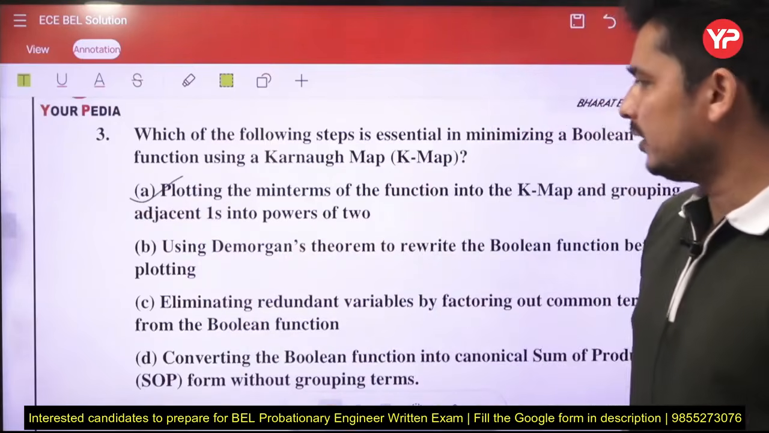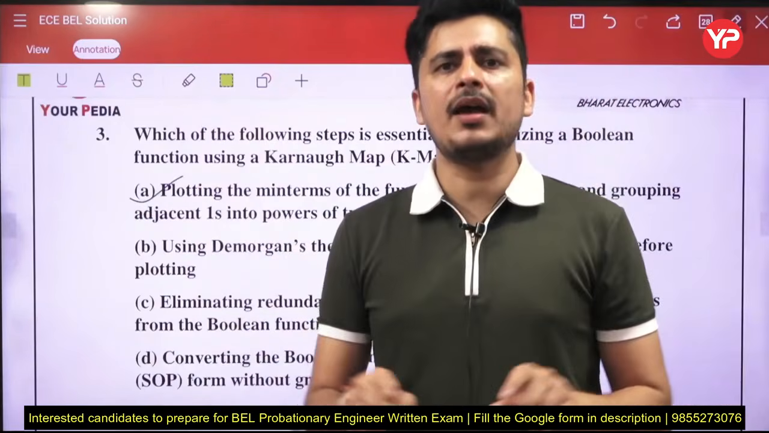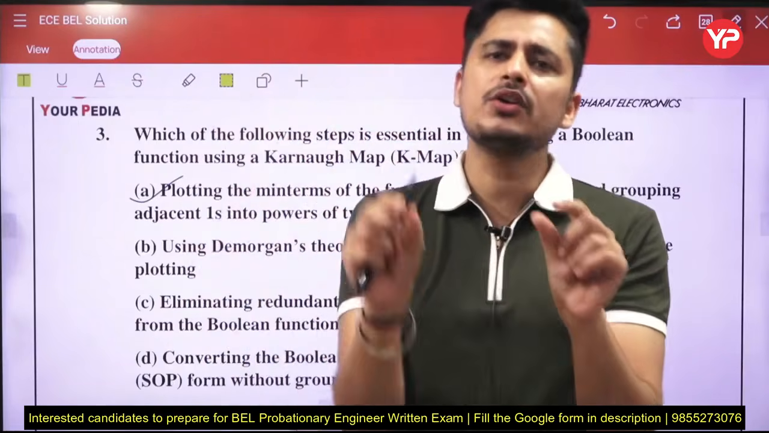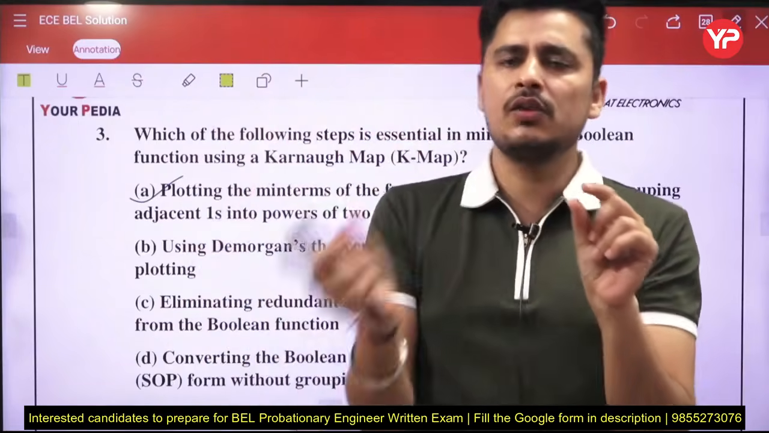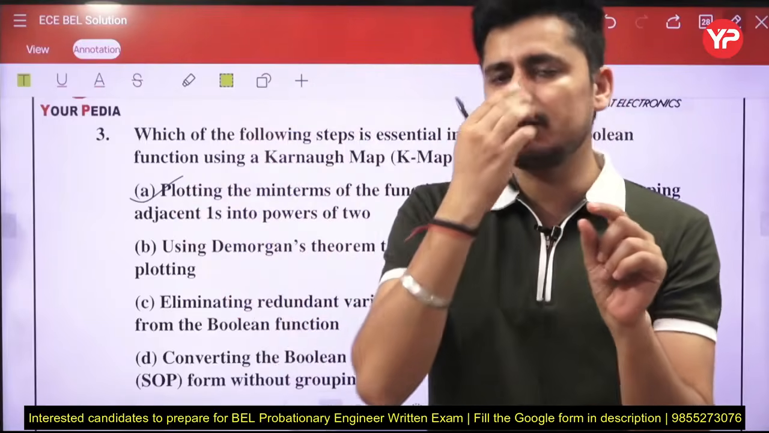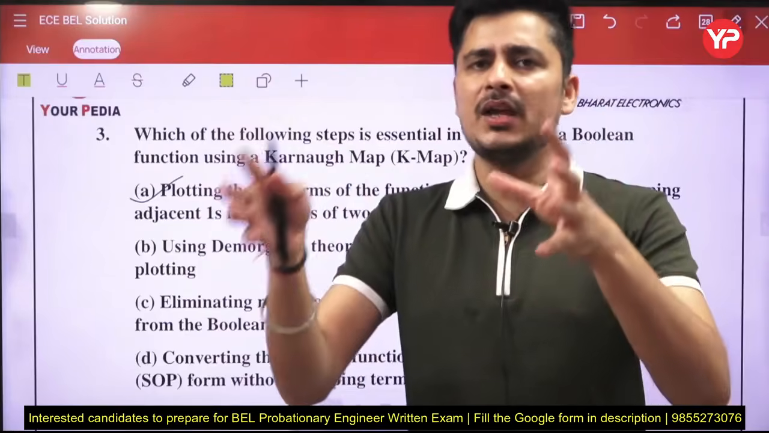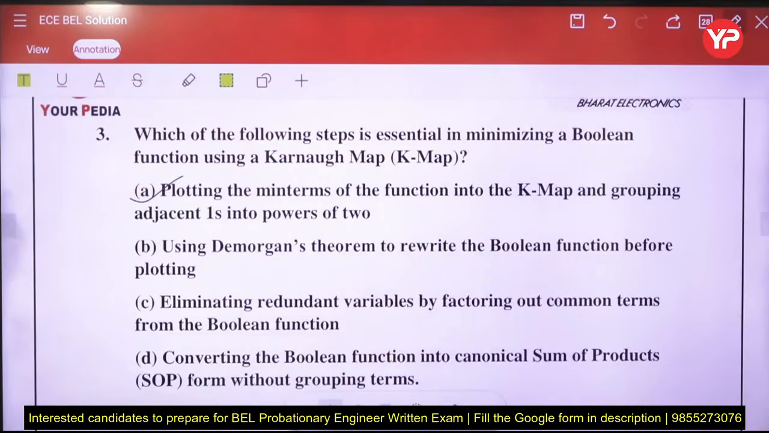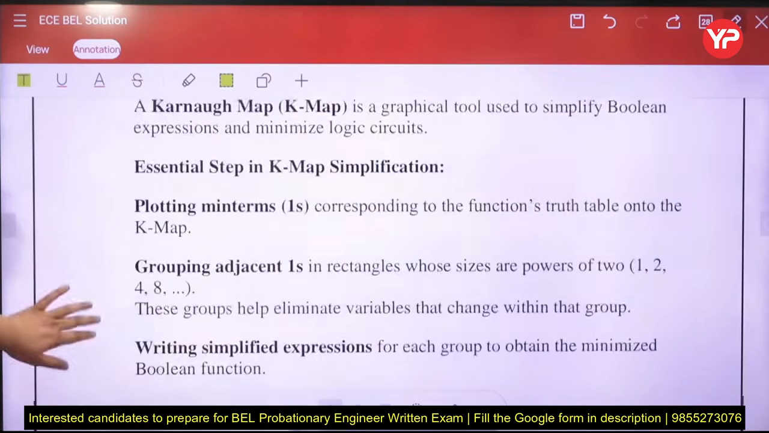We are plotting the min terms. When you make a K-map, you first make a truth table. In the truth table, where the output is 1, that represents the min terms, and according to those min terms we fill the K-map and make the groupings. We make groups of 4, 8, 16, in powers of 2. So the answer will be A.